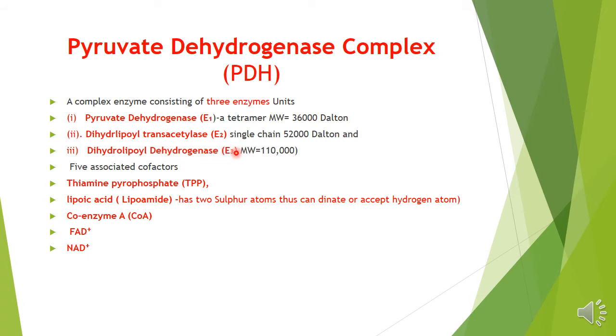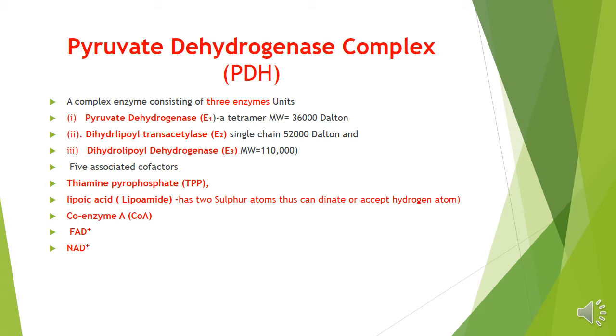It is E3. And the 5 cofactors associated with these enzymes are thiamine pyrophosphate, TPP, lipoic acid, which is also called lipoamide. Lipoamide, let me tell you, has 2 sulfur atoms, thus can donate and accept hydrogen atoms. And then there are coenzyme A, FAD, and NAD. These are the 5 factors which are necessary for the functioning of the PDH complex.